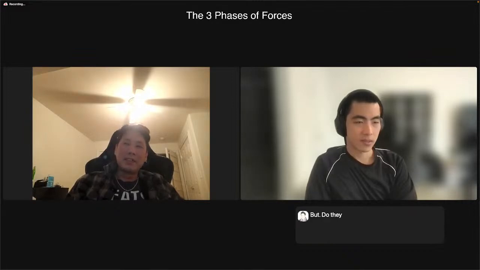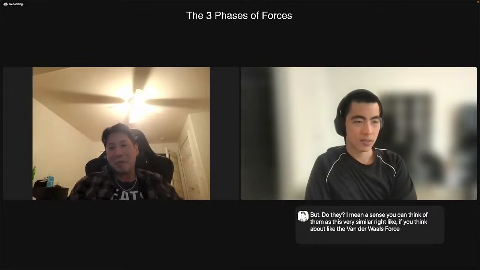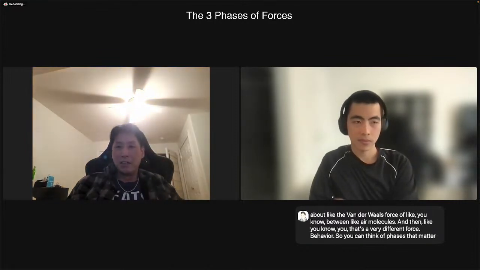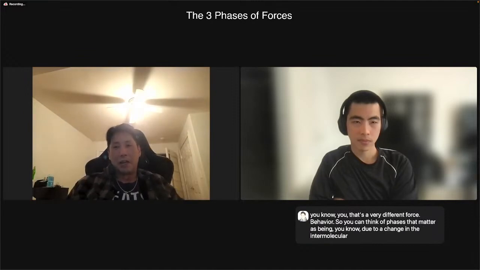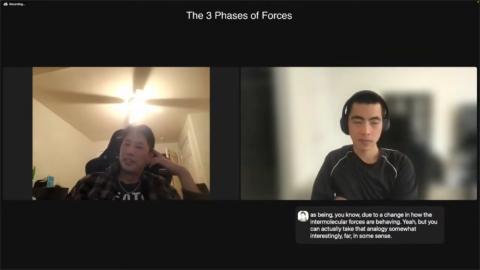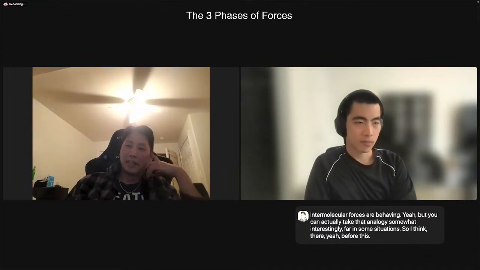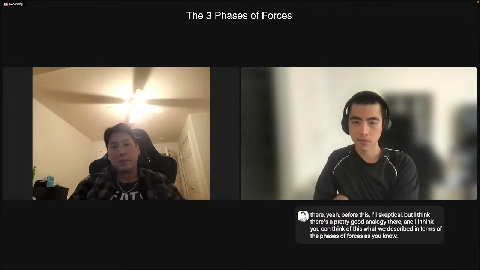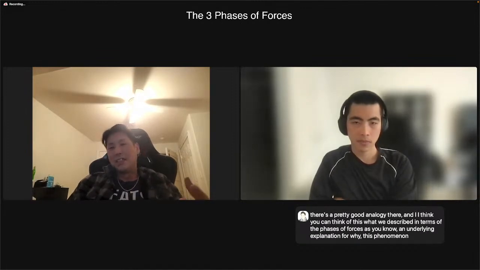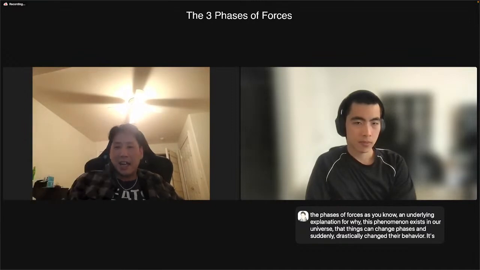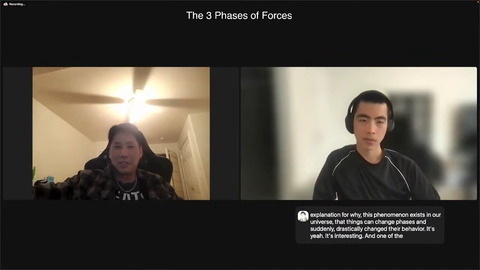Do they? I mean, in a sense, you can think of them as very similar, right? If you think about the van der Waals force between air molecules, that's a very different force behavior. So you can think of phases of matter as being due to a change in how the intermolecular forces are behaving. And you can actually take that analogy somewhat interestingly far in some situations. Before this, I was skeptical, but I think there's a pretty good analogy there, and you can think of what we described in terms of the phases of forces as an underlying explanation for why this phenomenon exists in our universe, that things can change phases and suddenly drastically change their behavior. It's interesting and one of the fundamental ingredients to our universe, I would say.